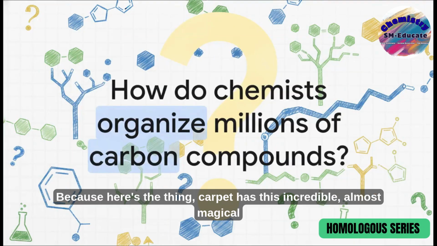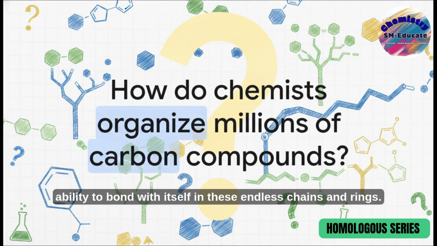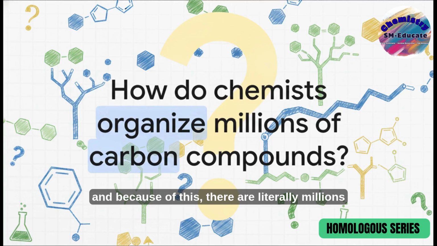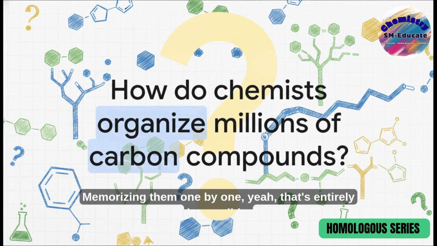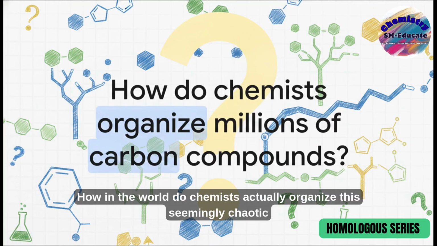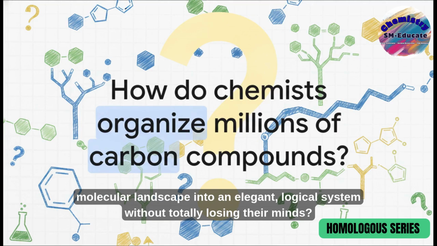Because here's the thing, carbon has this incredible, almost magical ability to bond with itself in these endless chains and rings. It's a property called catenation, and because of this, there are literally millions of organic compounds out there in existence. Memorizing them one by one, yeah, that's entirely impossible. So let's dive into this. How in the world do chemists actually organize this seemingly chaotic molecular landscape into an elegant, logical system without totally losing their minds?